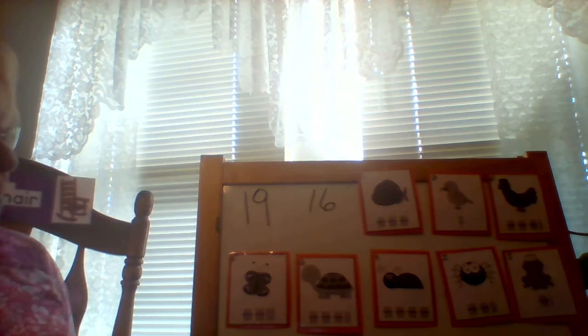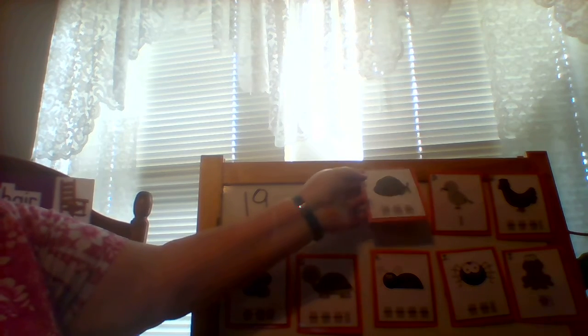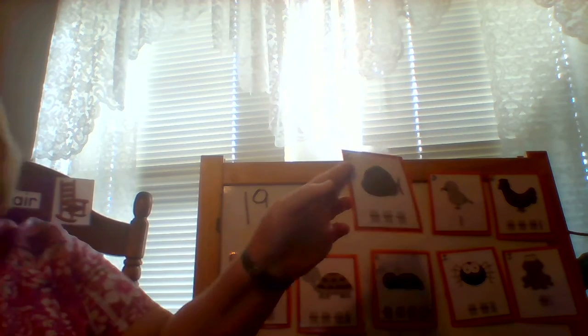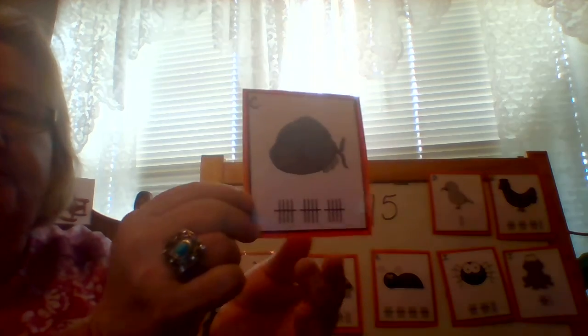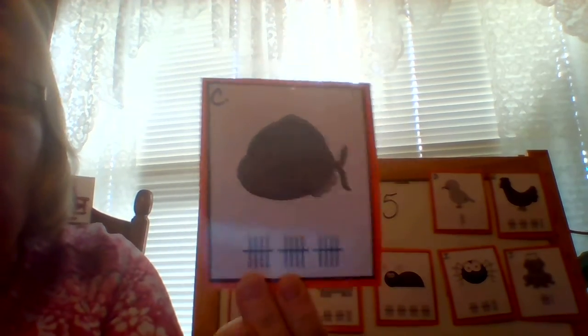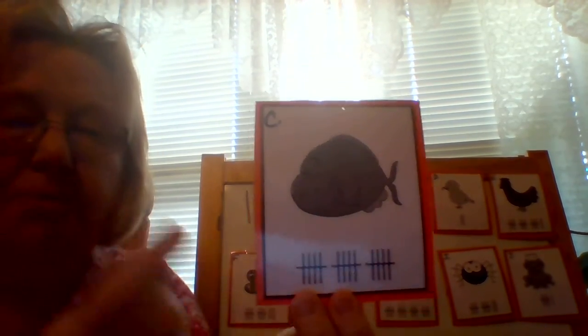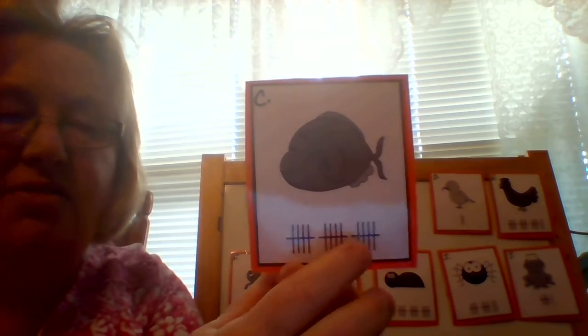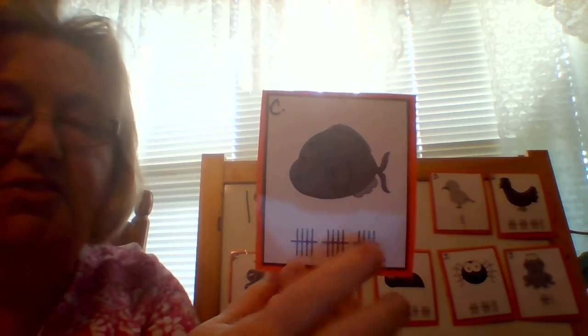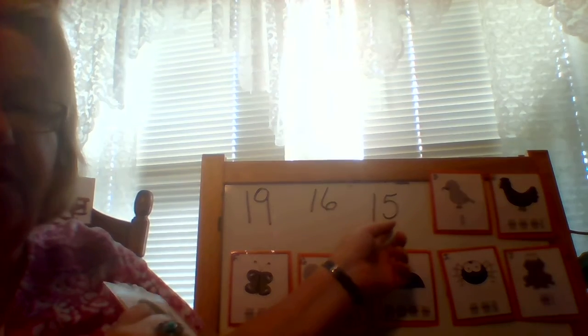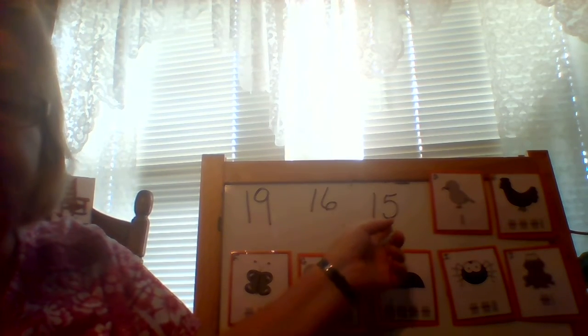Whoop, that's okay. In fact, I may just take them down. The next one is letter C. This was the fish one. Oh, I'm going to count by fives for this one. 5, 10, 15. Did you write 15, a 1 and a 5?